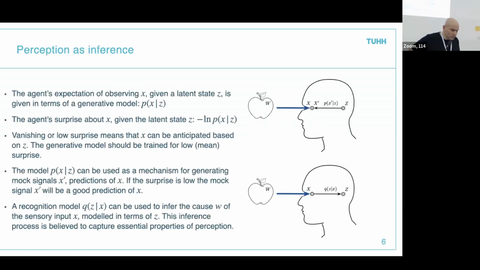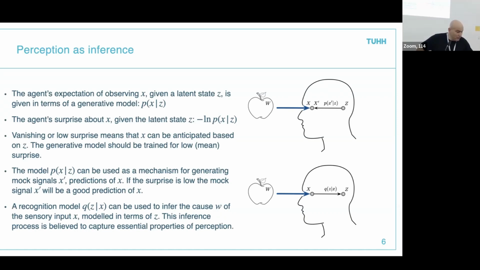And here's the notation that I was mentioning. So we have the system, and the apple represents the world, which is outside. And the system has a sensory input X caused by this world. And then it has an expectation of observing an X modeled in terms of a generative model, which takes an internal representation in terms of a latent state Z and has a conditional probability distribution over the X given Z. That's the formalization of an expectation of observing X.